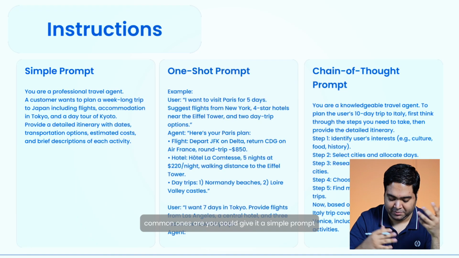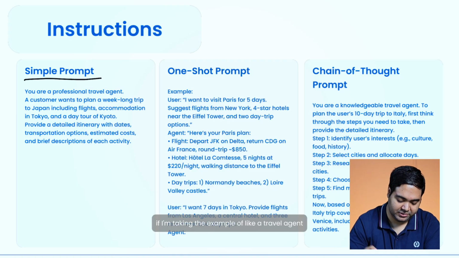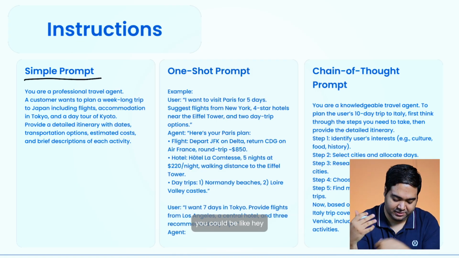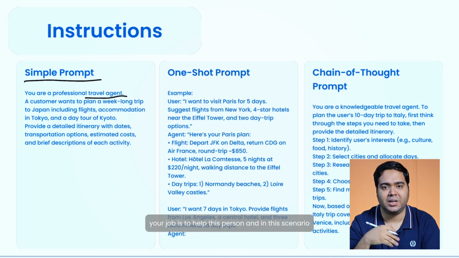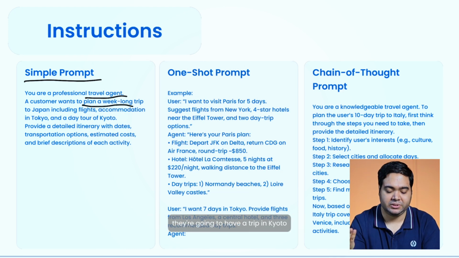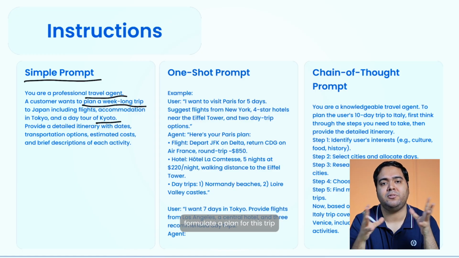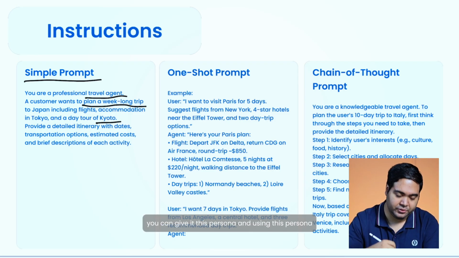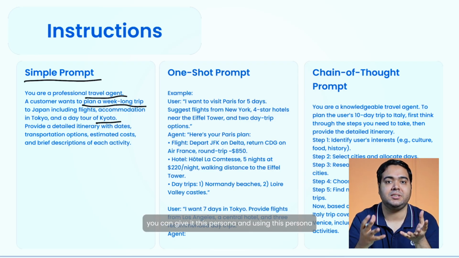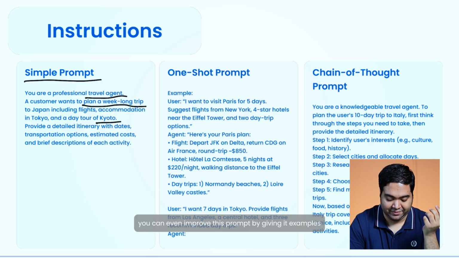Next, let's also look at a few different prompting techniques. Common ones are, you could give it a simple prompt. If I'm taking the example of a travel agent, you could say, hey, you're a professional travel agent. Your job is to help this person, and in this scenario, they're going to have a trip in Kyoto, and the agent's job is to help them formulate a plan for this trip, what they're going to see, what places they're going to visit. You can give it this persona, and using this persona, the agent knows what it's supposed to do. You can even improve this prompt by giving it examples.